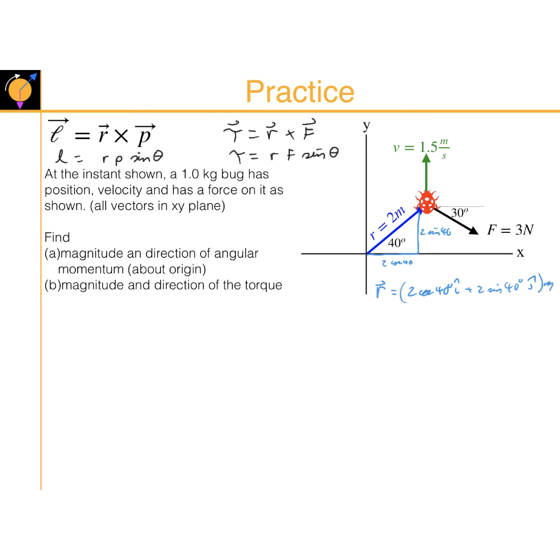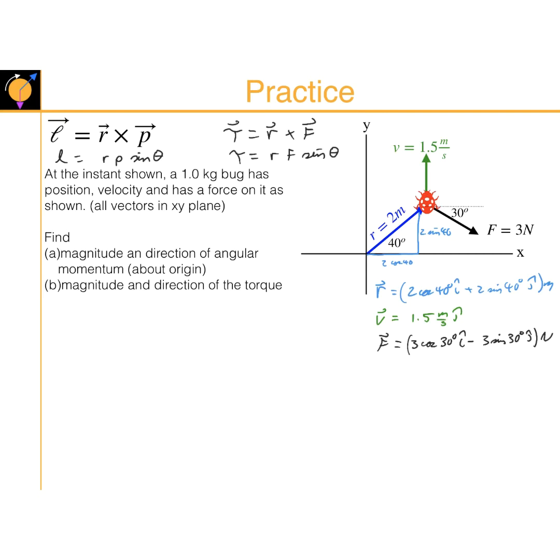And we can see that our velocity vector is pointing straight up, so that's just in the j hat direction, right? So that's just going to be 1.5 meters per second upwards. For later, the force is going to be a positive x component and a negative y component, right? So it's going to be 3 cosine 30 degrees in the i hat direction, and then there's a negative y component, so minus 3 sine 30 degrees in the j hat direction, and that's all going to be in newtons.